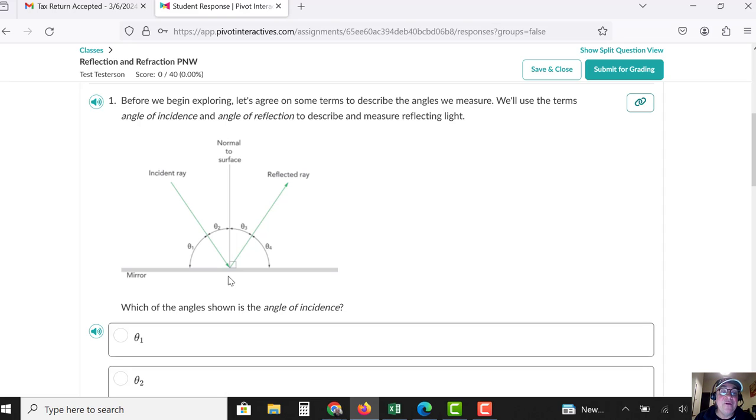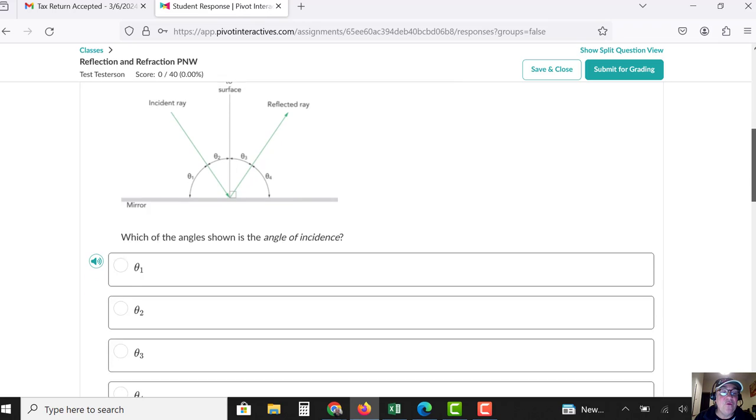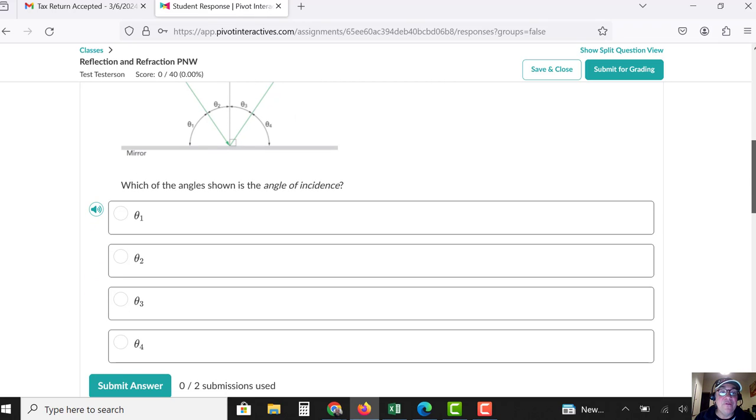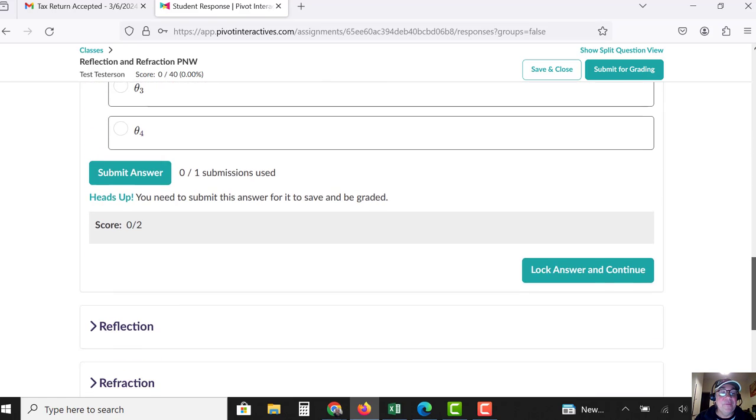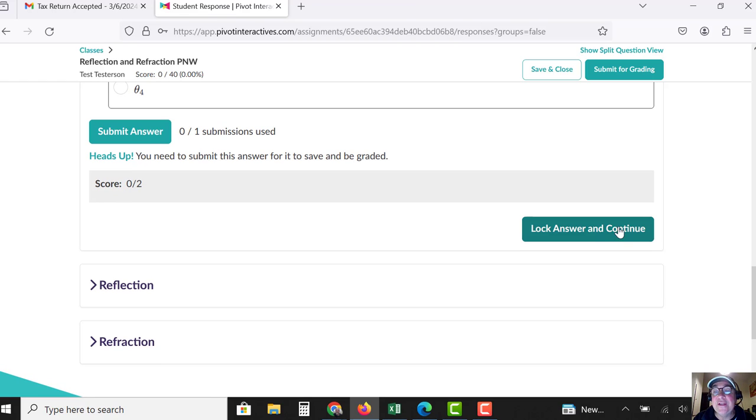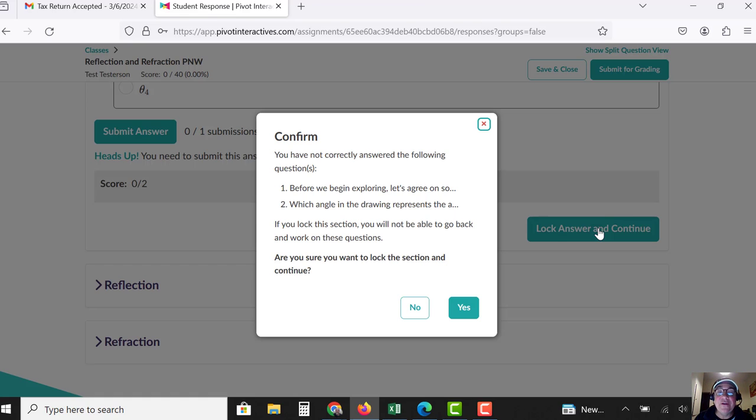So the incident angle is this angle here. So that's the angle measured relative to the normal. The reflected angle is this angle here. So also measured with respect to the normal. So you got a couple of multiple choice questions here. Which is the angle of incidence? So this is the incident angle. Which is the reflected angle? So you have a couple of free points coming up here. Okay, good. So once you answer those, you could hit lock answer and continue.